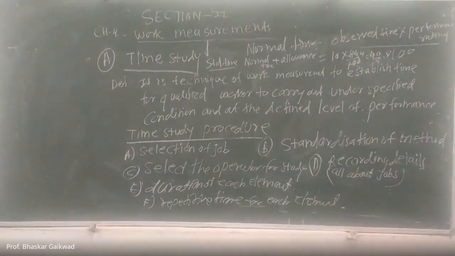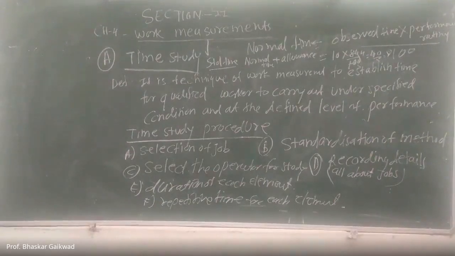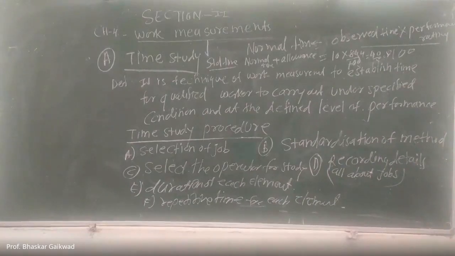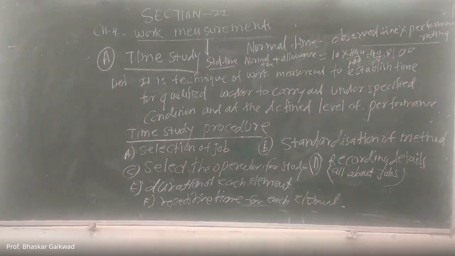Allowance means the time needed for his personal needs, like going to the toilet or going for lunch. These are personal needs. The worker is wasting time for these personal needs, which we have to consider as an allowance. Sometimes power will go off; that is contingency allowance. All these allowances we have to add to the normal time, and it will become the standard time.